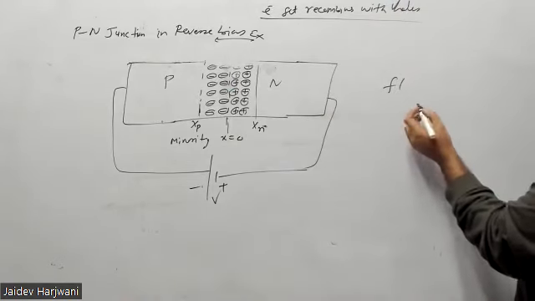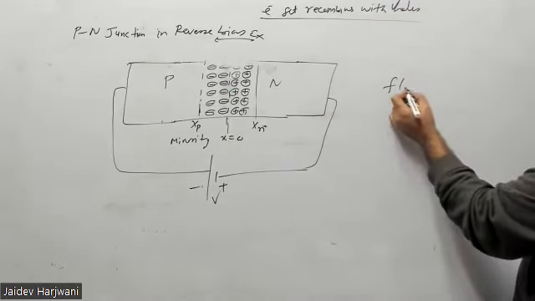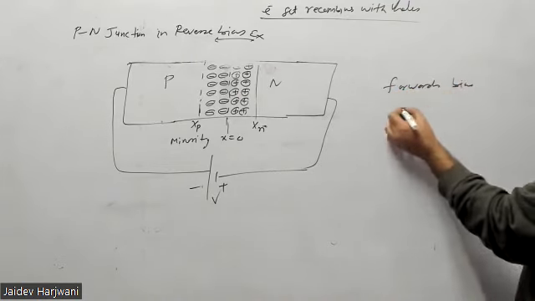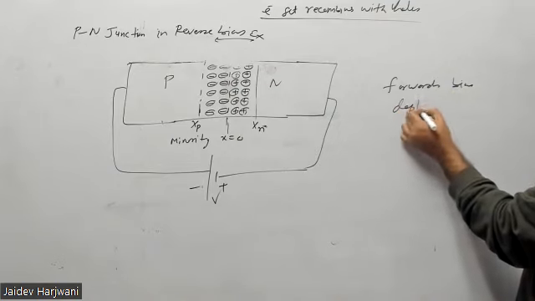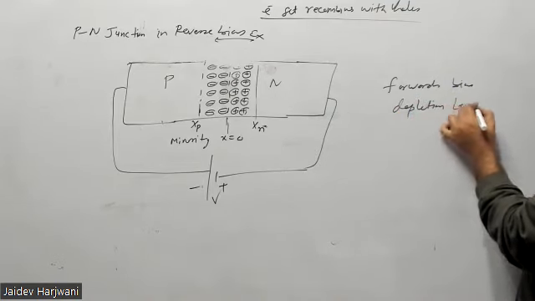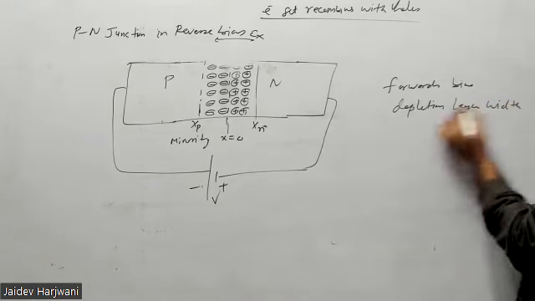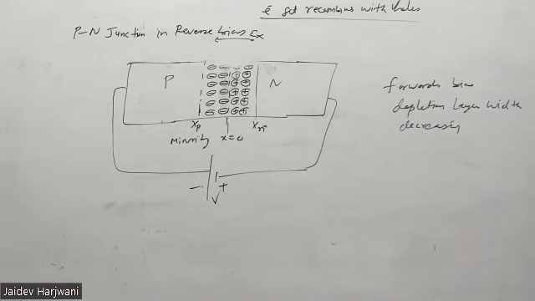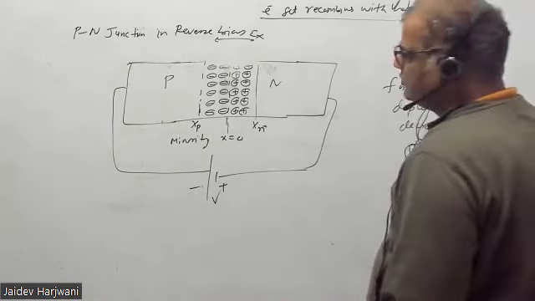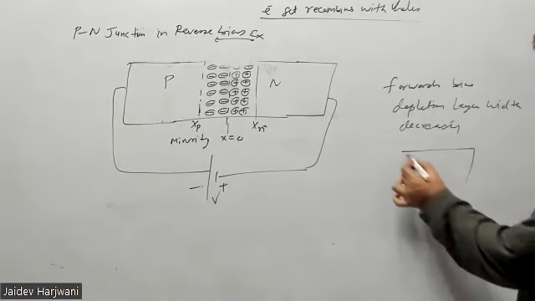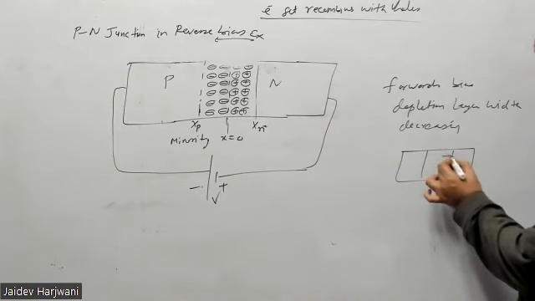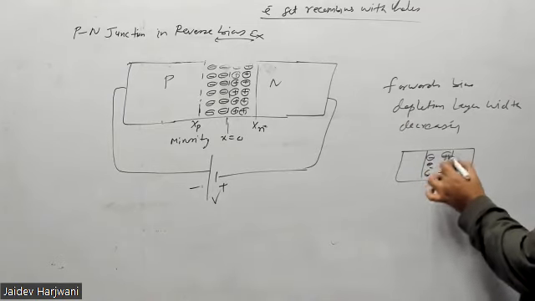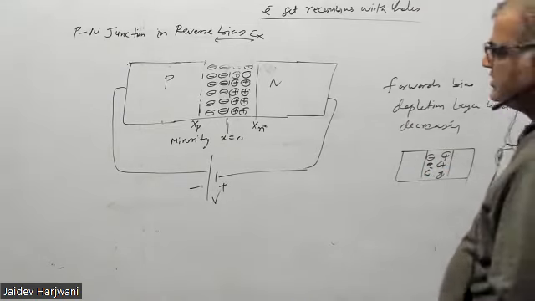So what I'm saying now is, in forward bias, the depletion layer width is decreasing. So you can mention the PN junction in forward bias like this one, plus minus, only one layer. Now reverse, it becomes opposite.